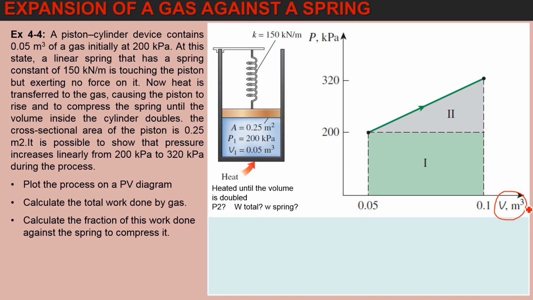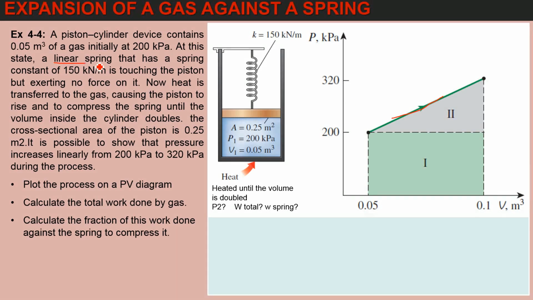So I'm starting my process at 0.05 cubic meters and 200 kilopascals, and I linearly increase my pressure to 320 kilopascals, and the volume is going to be 0.1 cubic meters. The reason why I am increasing this linearly is because the spring is a linear spring.